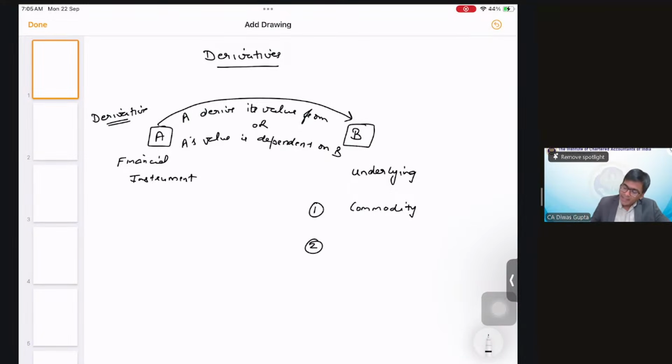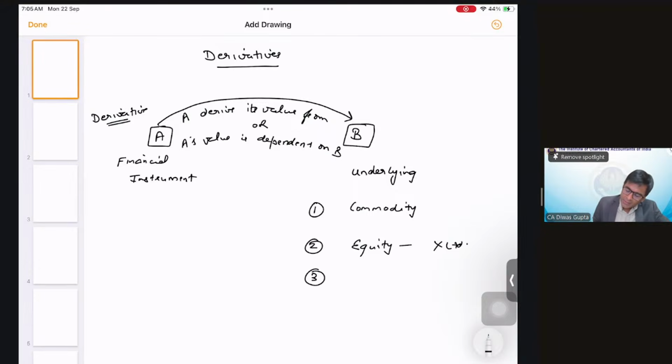Second, equity. Let's say equity of X Limited. Any company you want to take, you can take their equity share price, and that can act as an underlying. So there will be a derivative on that equity of X Limited that will derive its value from the way the movement in equity happens. So the second underlying can be equity.